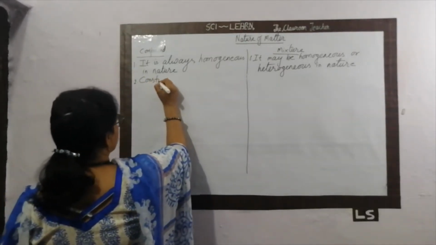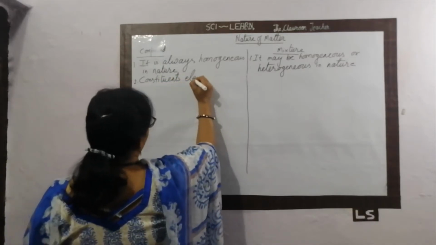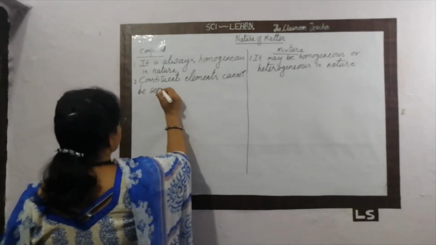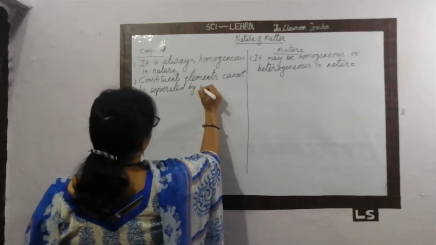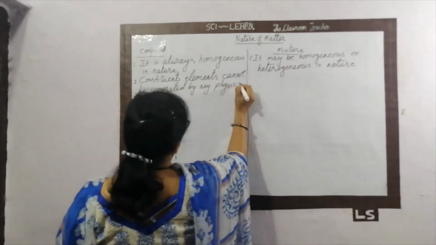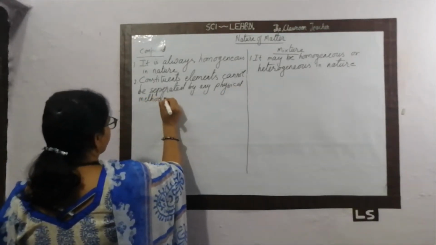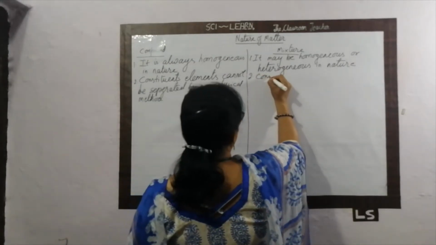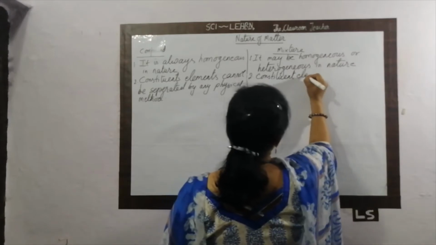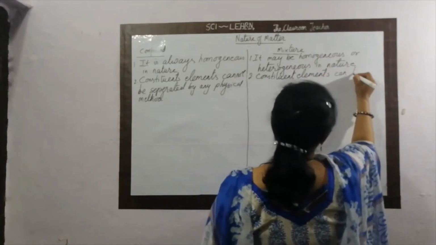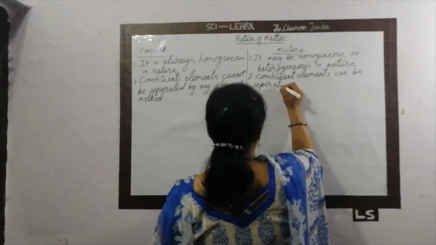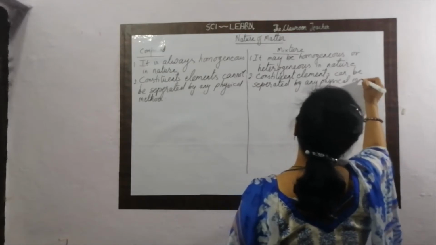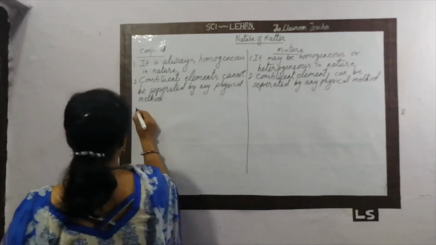Constituent elements cannot be separated by any physical method. But in a mixture, the constituent elements can be easily separated by physical method. Constituent elements can be separated by physical method. It is also correct. By physical method. So what is the third difference between these two?